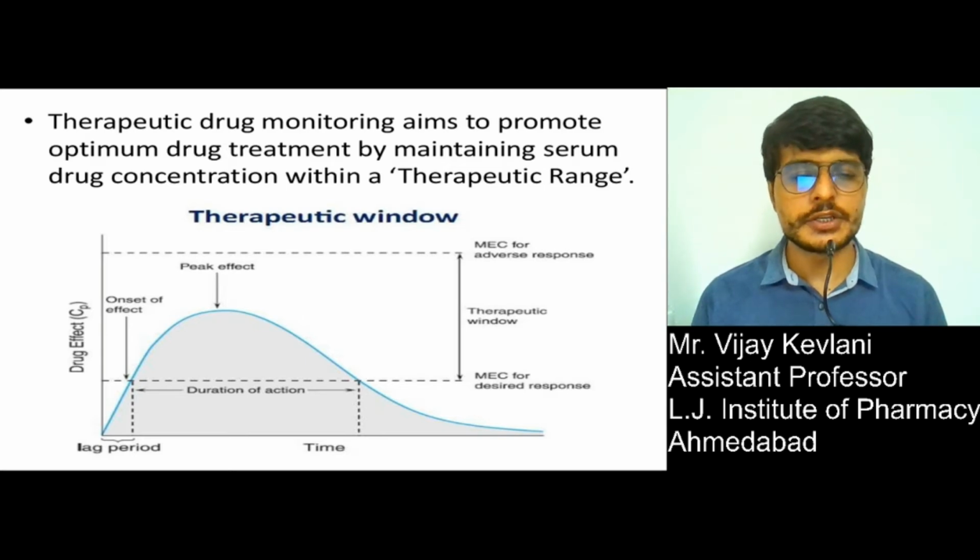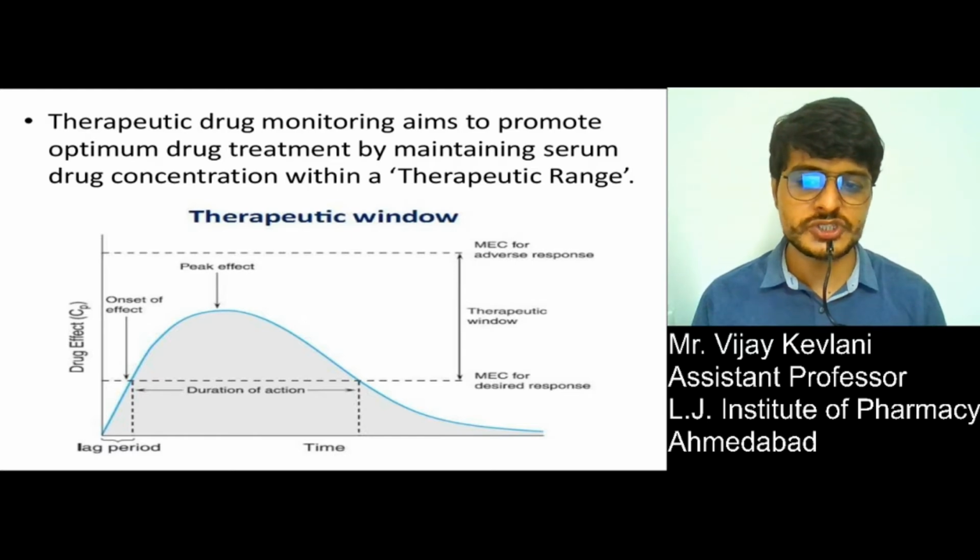Here in the image we can see that there is a therapeutic window. In the therapeutic window the drug is active. Above that is the maximum effective concentration, above which the drug will produce toxicity, and below is the minimum effective concentration, below which the drug will not produce its effect.